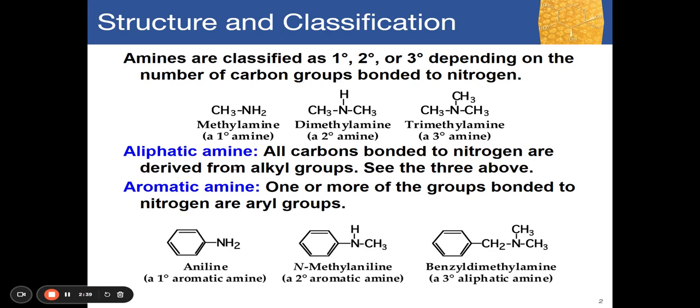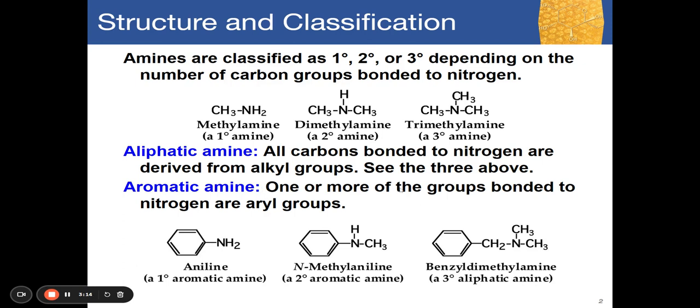So we have aliphatic amines and we have aromatic amines. When you see aliphatic, it doesn't have an aromatic group to it, so it is usually linear or with branches. Aliphatic amines, or all carbon groups bonded to nitrogen, are derived from alkyl groups. If you can remember, an alkyl group is a continuous chain of carbon to carbon bonds, no? When we say alkyl, there's no specific number of carbons indicated, unless we state that it is methyl or ethyl or propyl.